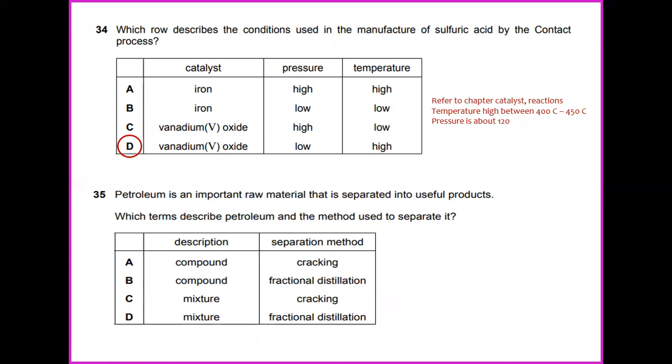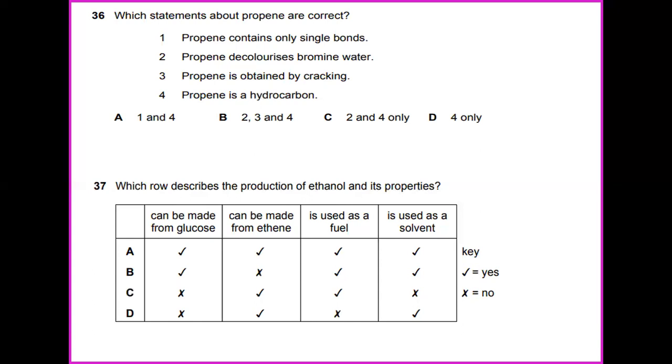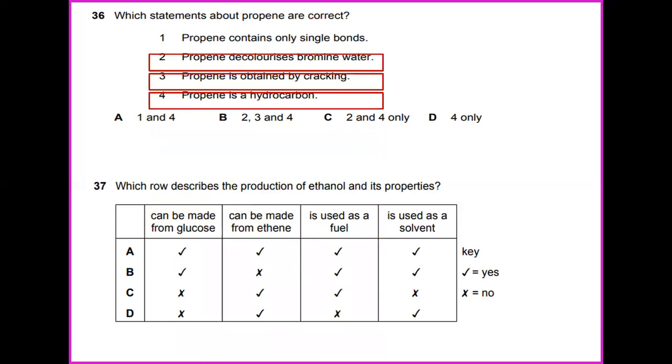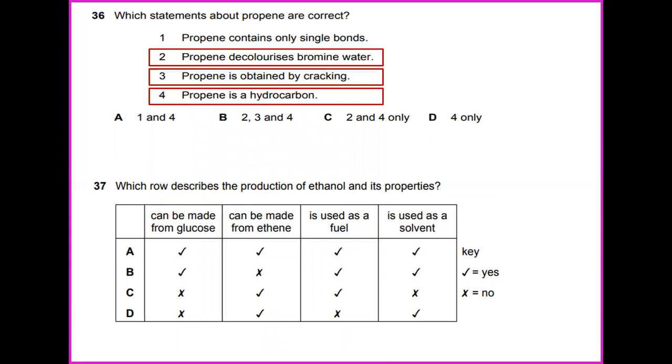Petroleum is an important raw material that is separated into useful products. Which terms describe petroleum and the method used to separate it? Refer to the chapter on distillation, whereby the petroleum is separated into useful products through mixture, fraction, and distillation method. So the answer to this will be D. Which statements about propane are correct? So propane decolorizes bromine water. Propane is obtained by cracking and propane is a hydrocarbon. So the answer will be B.